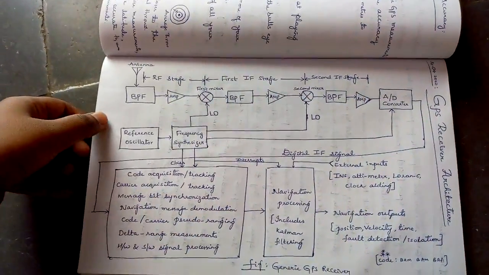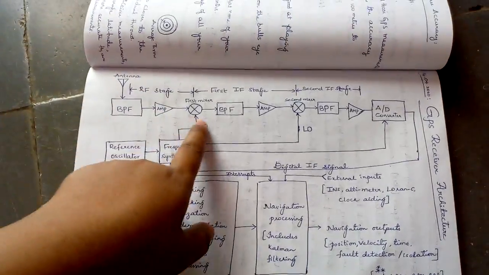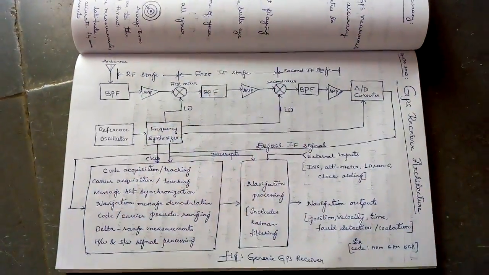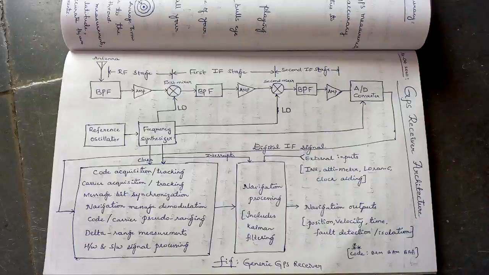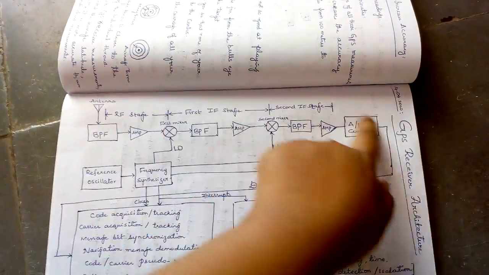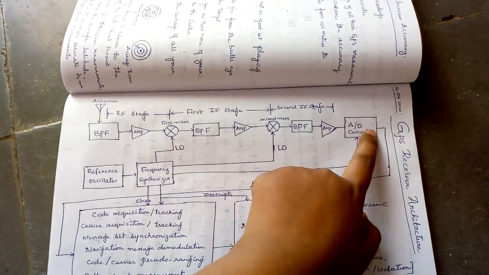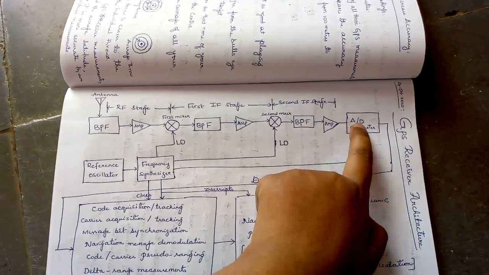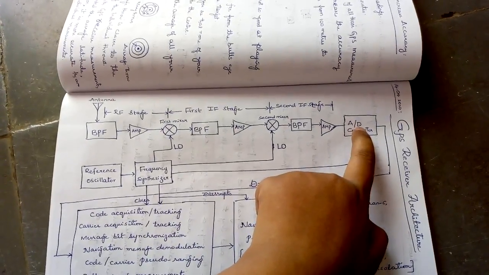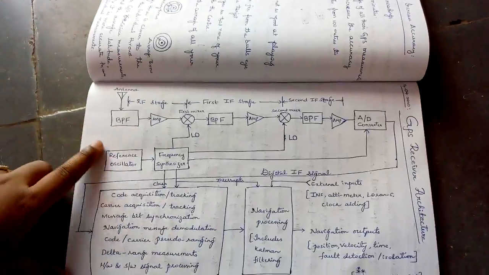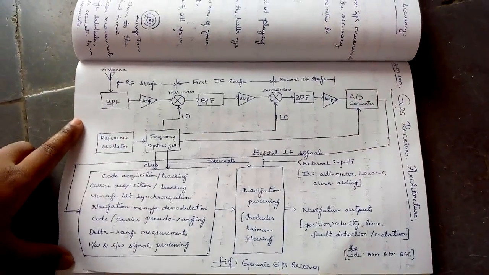stage. You can remember this in this way: BAM BAM BAA. I have written here BAM BAM BAA, and this together is called the front end. The output of this front end will be, see here, in the last block we have the A to D converter, so a digital signal will be coming from here. Let us discuss this in great detail.